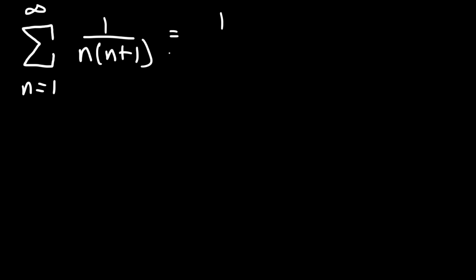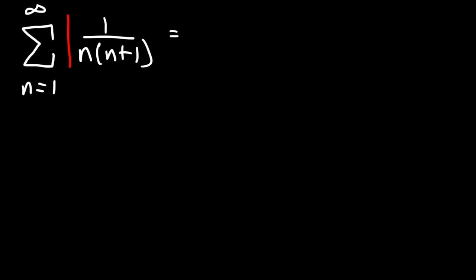If we plug in 1, it's going to be 1 on the bottom times 1 plus 1, which is 2. So that's going to be 1/2. If we plug in 2, this is 2 times 3, which is going to be 6. And then if we plug in 3, 3 times 4 is 12, and so forth. So this doesn't look like a telescoping series, and the reason for that is we need to change the form of the problem.